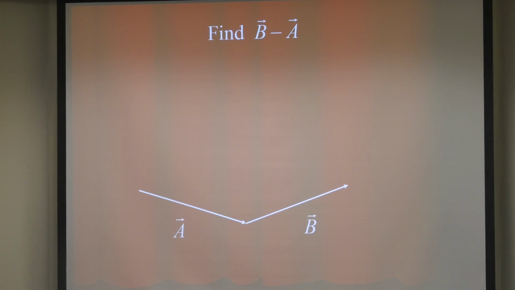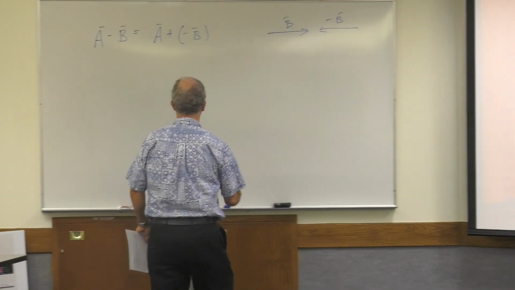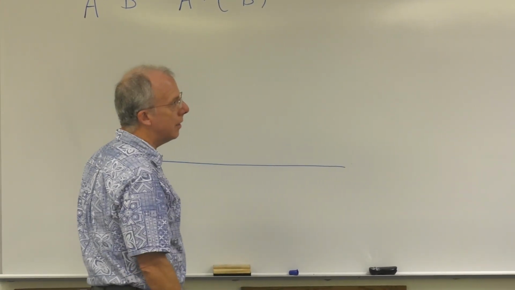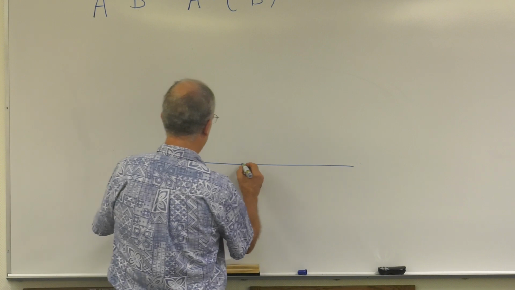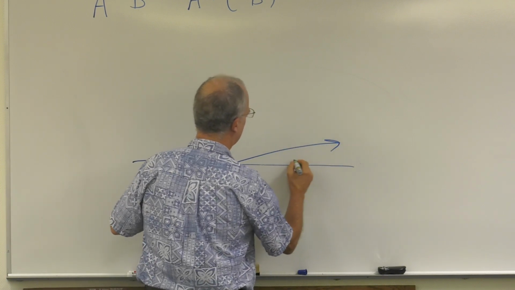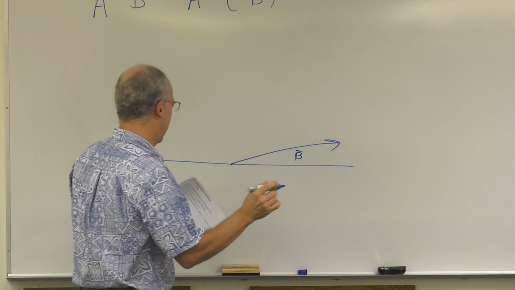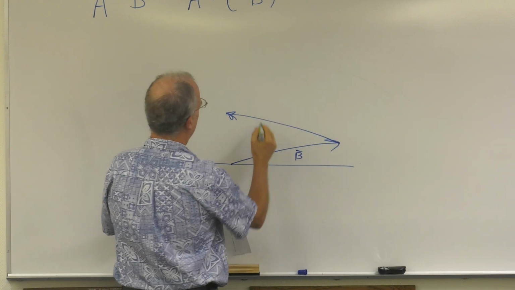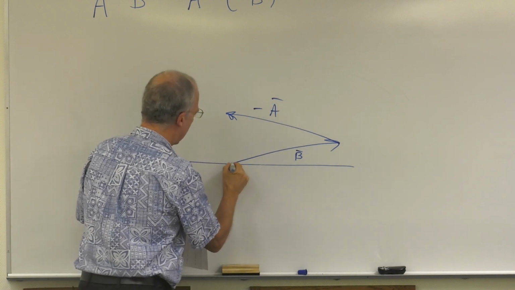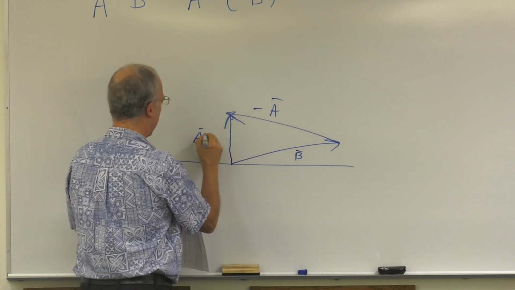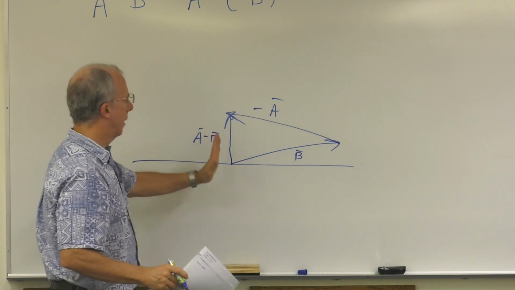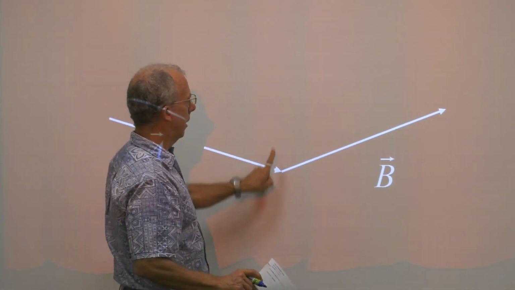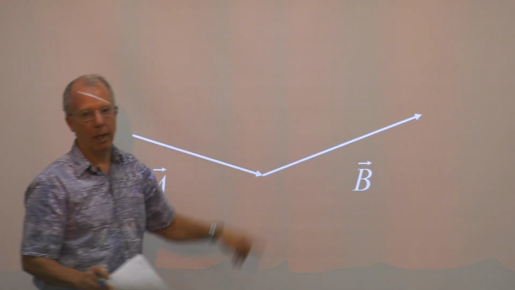All right. You're going to see this one again and again. So here's my horizontal line. I want B minus A. So B is sort of like that. And then minus A is kind of like that. So beginning to end, the important thing is it points straight up. B minus A points straight up.